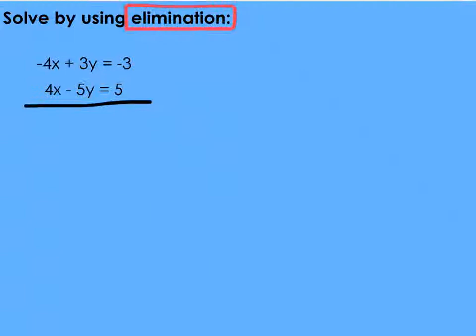Here, I see 4 and 4 at my x's, so I know I'm going to add. Negative 4x and 4x will add to give me 0x, so that gets eliminated. 3y plus negative 5y gives me negative 2y. And negative 3 plus 5 gives me 2. If I divide both sides by negative 2, I know y is equal to negative 1.